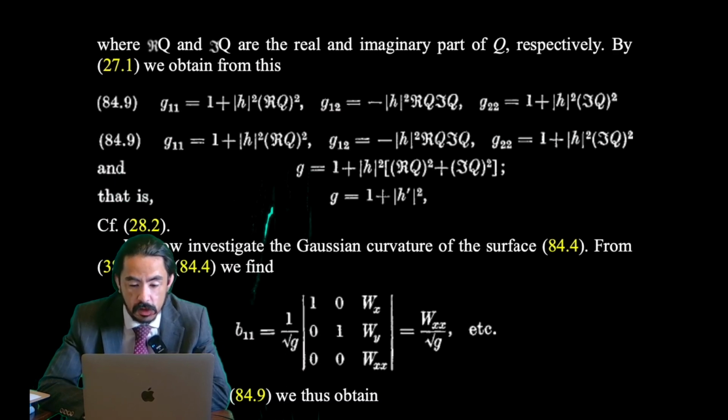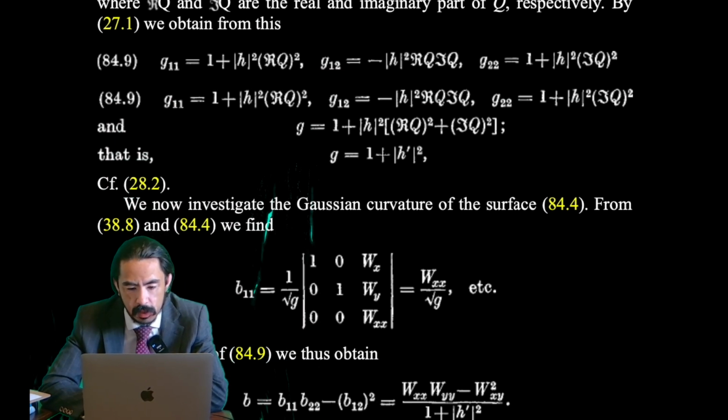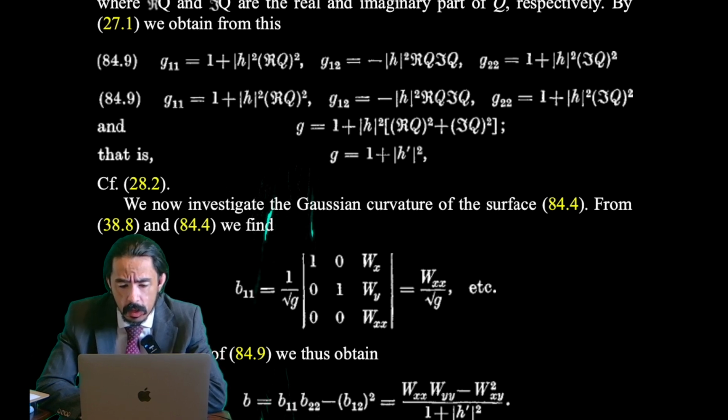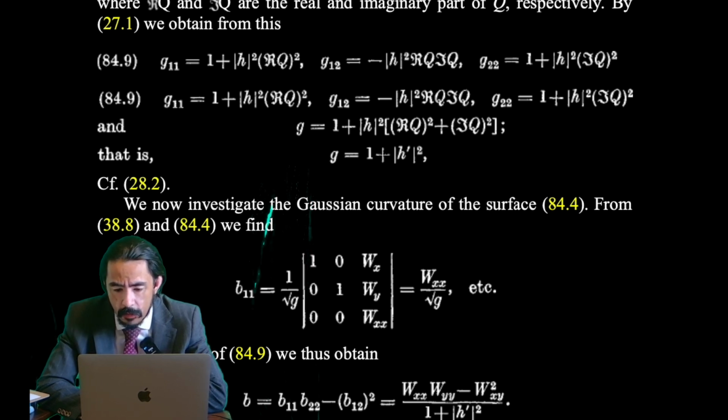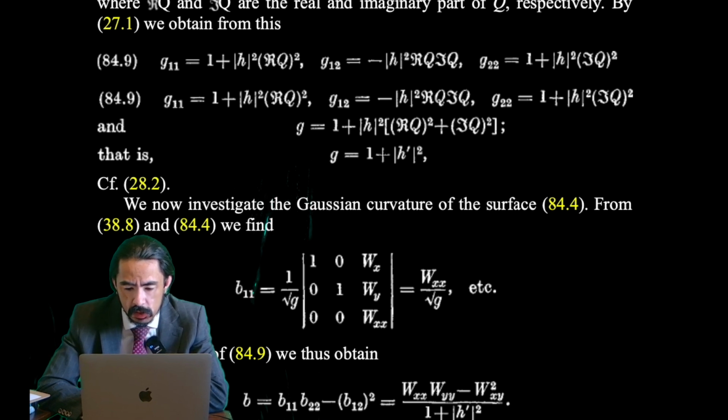So by the definition of the first fundamental form we obtained from this, all the components and the discriminant of the first fundamental form laid out here. So G sub 1 is equal to 1 plus the square of the modulus of H, times the square of the real component of capital Q. G sub 1, 2 is equal to the negative of the modulus squared of H, times the real component of capital Q times the imaginary component of capital Q. And G sub 2 is equal to 1 plus the square of the modulus of H, times the square of the imaginary component of capital Q.